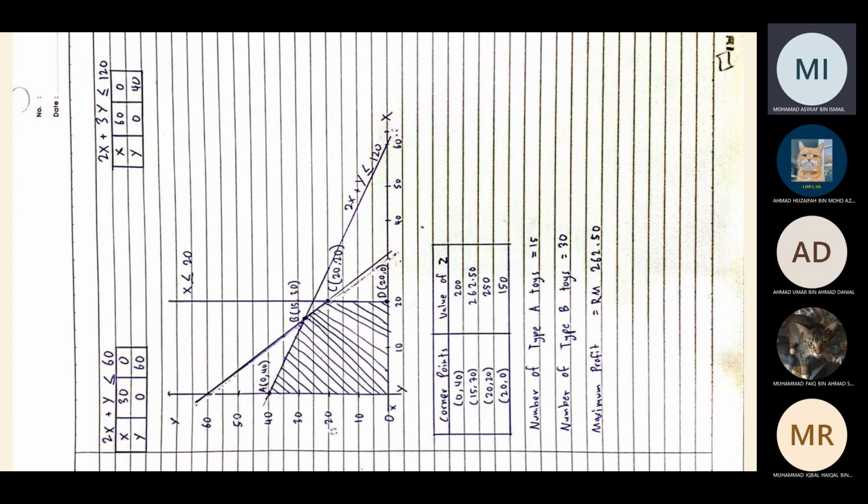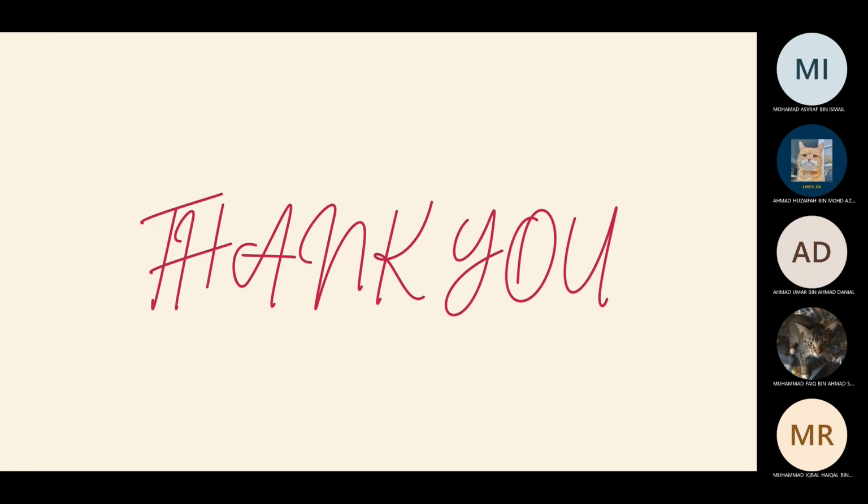Then we put x less than or equal to 20. So the value of Z for A is 200, for B is 262.50, C is 250, and D is 150. So we can get the number of type A toys equal to 15, the number of type B toys 30, and we can get the maximum profit of RM 262.50. Okay, next. Okay, that's all from us. Thank you so much.